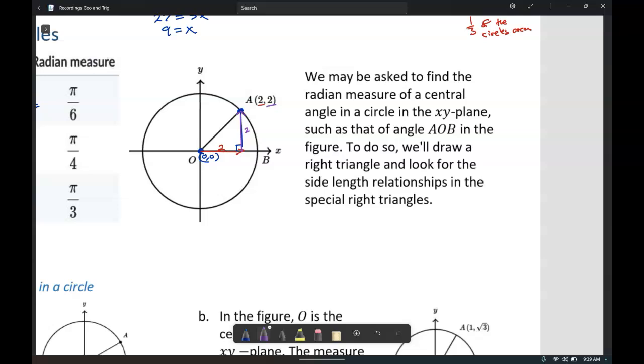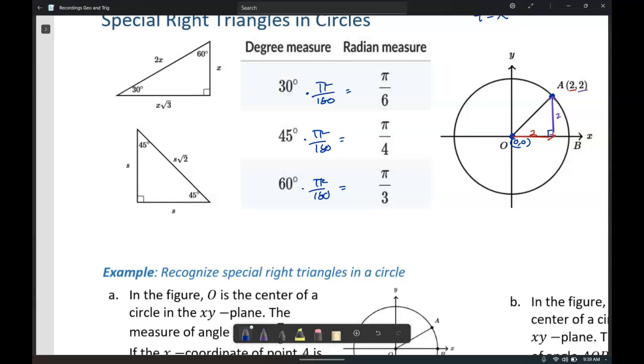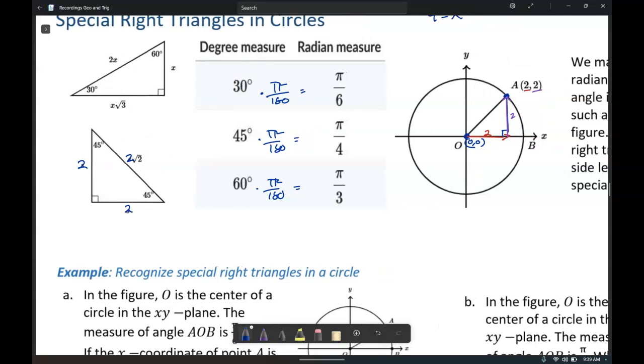Now, seeing that we have 2 legs of equal length, we can think back to our special right triangles. Well, our 45, 45 triangle has legs of equal length, which means that if we have side lengths 2 and 2, we know our hypotenuse is 2 square root of 2, and we also know that both of these angles have to measure 45 degrees. So given the point on a circle that this angle falls on, we're able to calculate the degrees of the angles. We can convert those to radians. It'd be pi over 4. We know the lengths of the sides, and we also know the length of the hypotenuse.